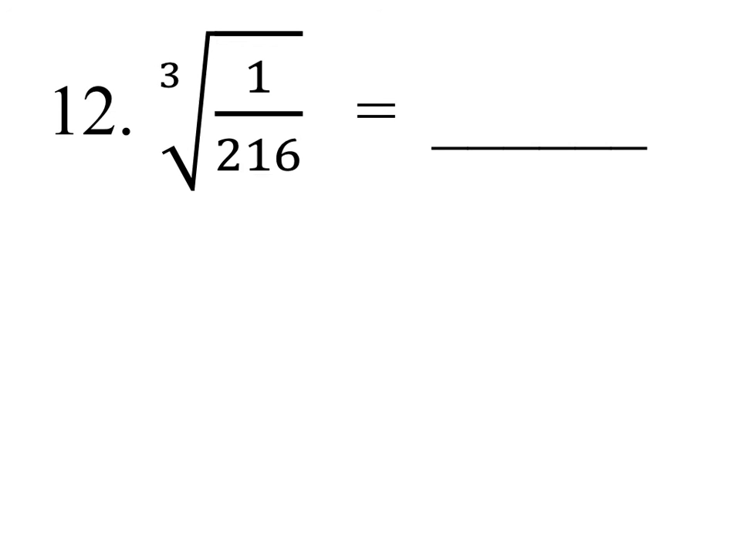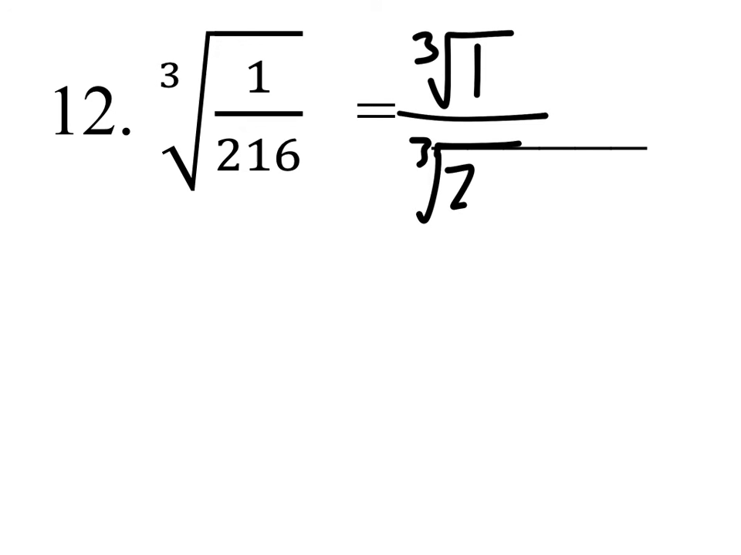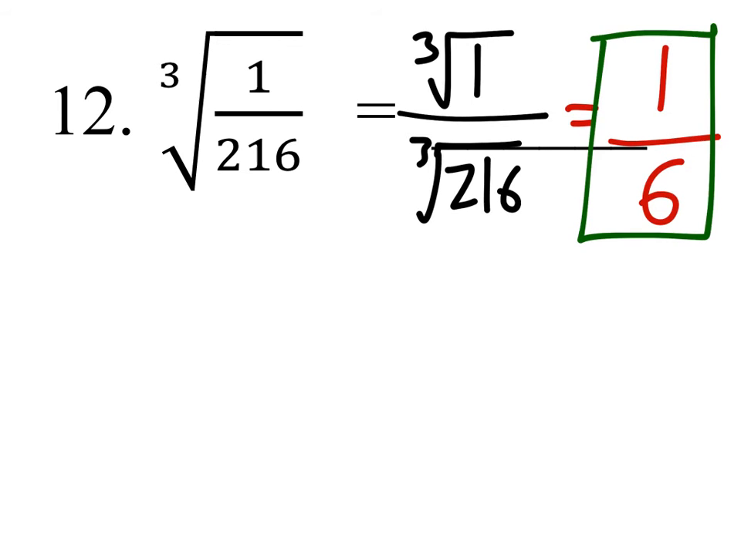Alright. So on this one, fractions for roots work the same way as the square roots did. So as it turns out, we have the cube root of 1 divided by the cube root of 216. And the cube root of 1 is 1, and the cube root of 216 is 6, right? Yup. So that would be our answer right there.